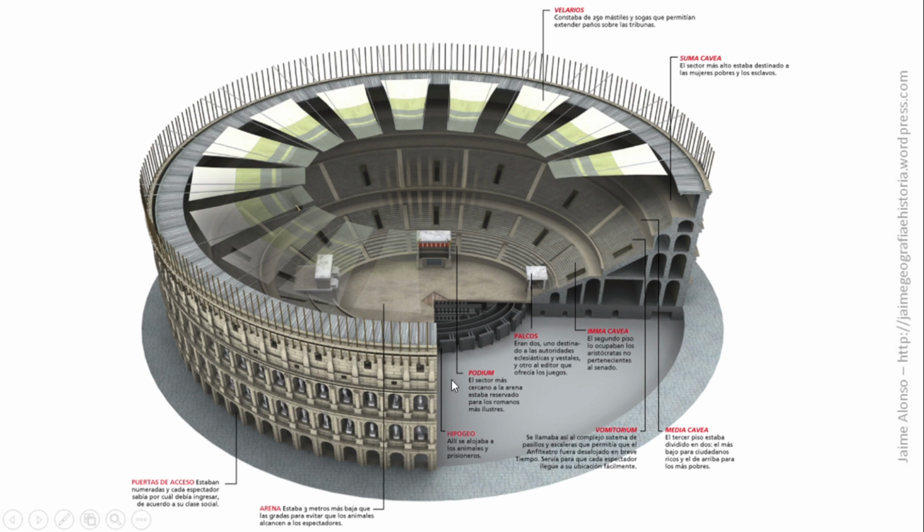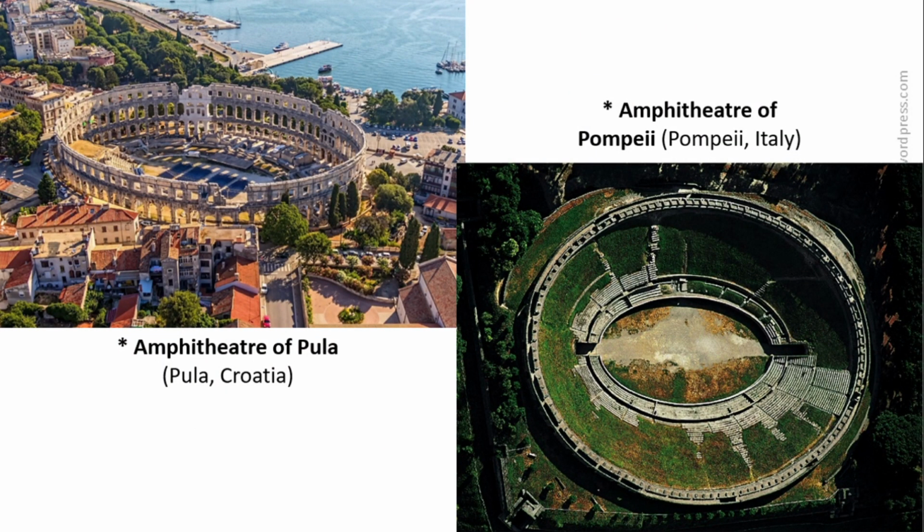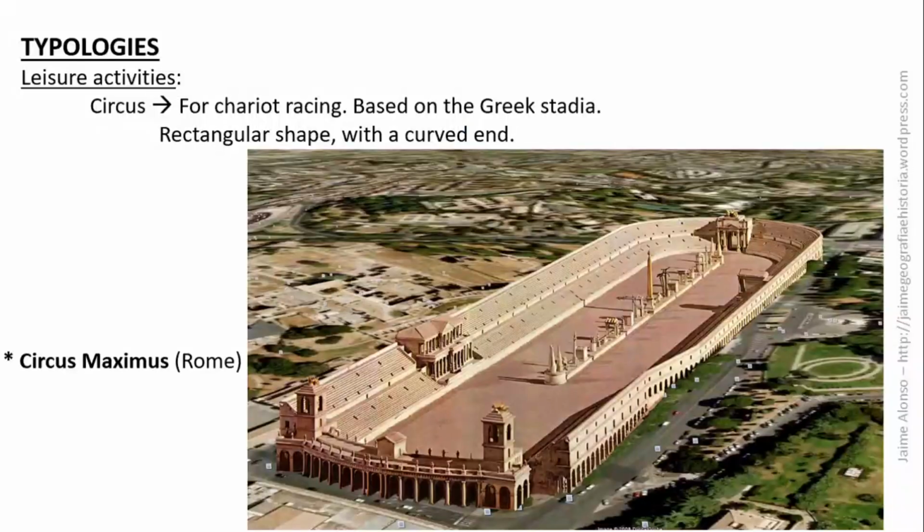Why is the Colosseo so destroyed? Because the Romans used the building, the marble, for example, in order to build other things in the city, such as, for example, St. Peter's Basilica in the 16th and 17th centuries. Other examples of amphitheaters are the amphitheater of Pula in Croatia and the amphitheater of Pompey in Italy. In addition to that, for example, we also have amphitheaters in Segóbriga or Mérida.